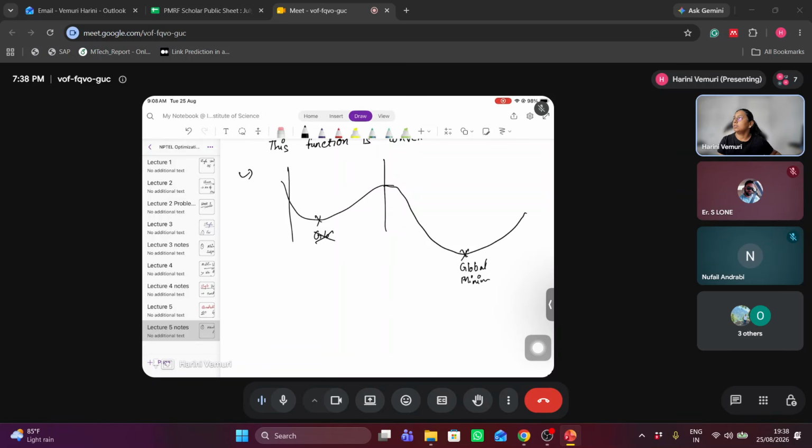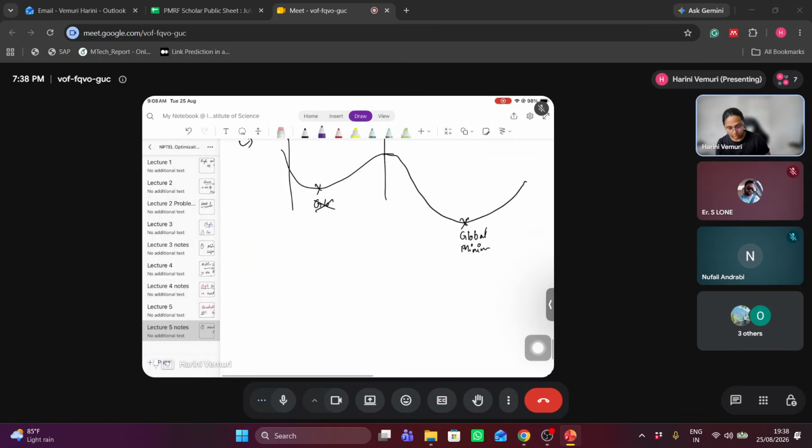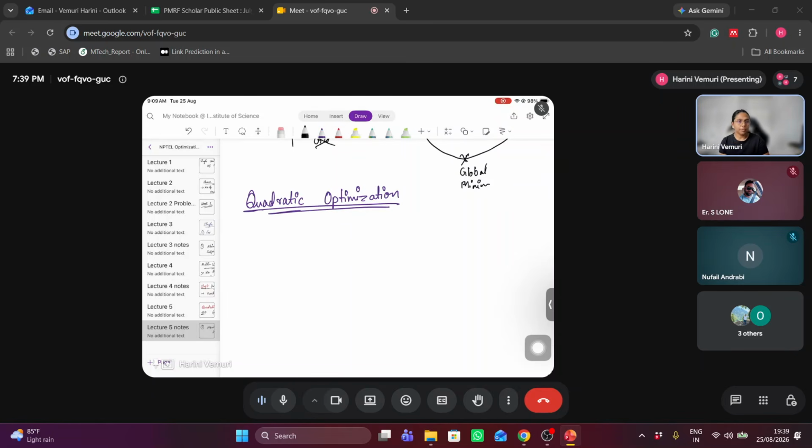So now what we will do is we'll look into quadratic optimization. Okay, so you guys know how we will define a quadratic equation. If the higher order power of it is 2, then it is a quadratic equation. But not all the, I mean, sorry, function. So if the function is not quadratic, then how can you solve it?